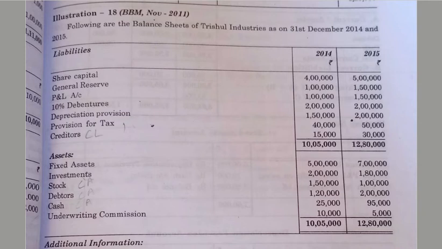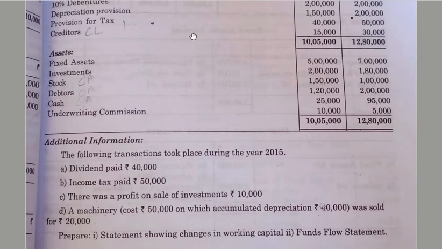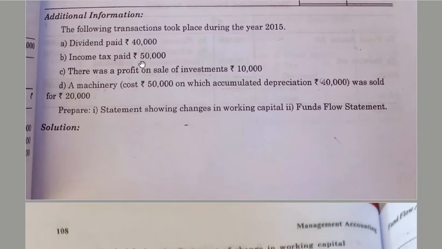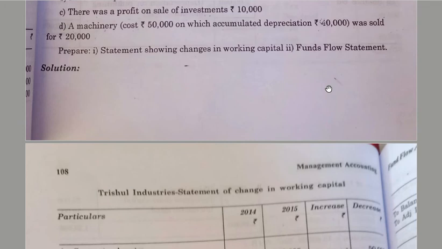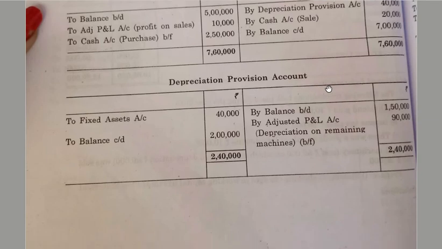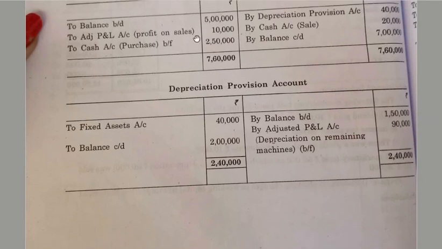From the following balance sheet of Trishul Industries as on 31st December 2014 and 15, you have your liability side and you have your asset side given. So dividend paid, income tax paid, there was profit on sale of investment, a machinery costing 50,000 on which accumulated depreciation is 40,000 was sold for 20,000. So 50,000 minus 40,000 is how much? 10,000. 10,000 is the written down value of the machinery, but it was sold for 20,000, meaning to tell there's a profit of 10,000. So if you see there's a profit on sale 10,000.